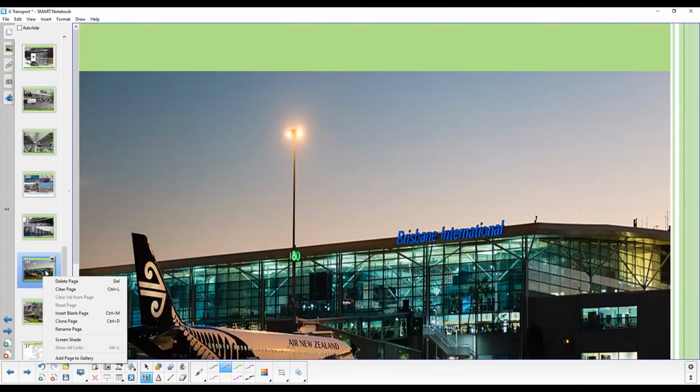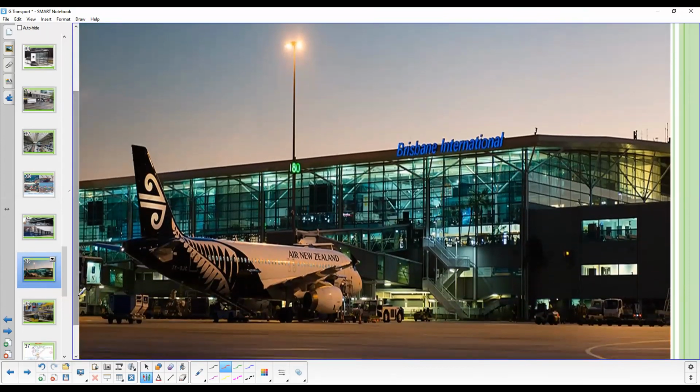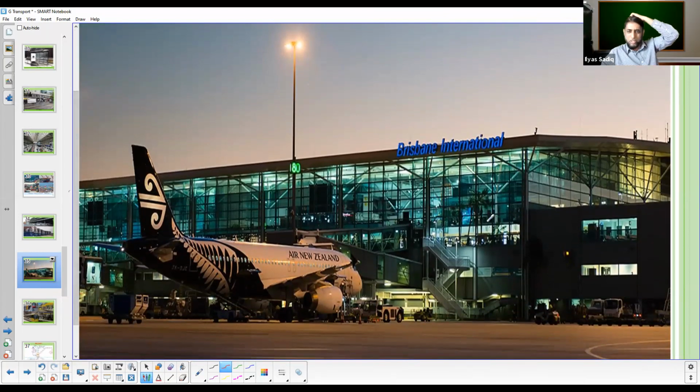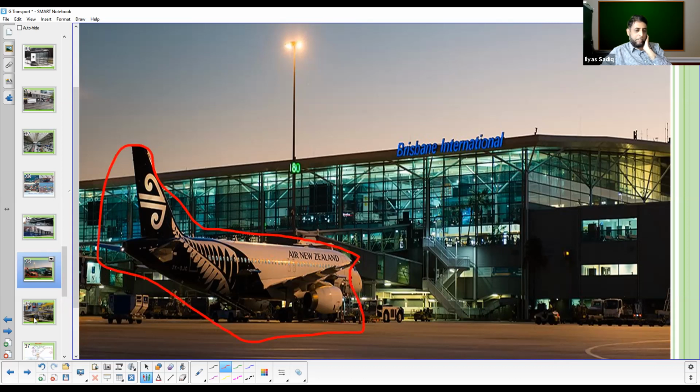Okay. All right. So, what is this? Airport. What airport is this? Brisbane International, I don't know. And a New Zealand airline. This should be some Australian. So airport. And what is this here? Plane. Aeroplane or plane.